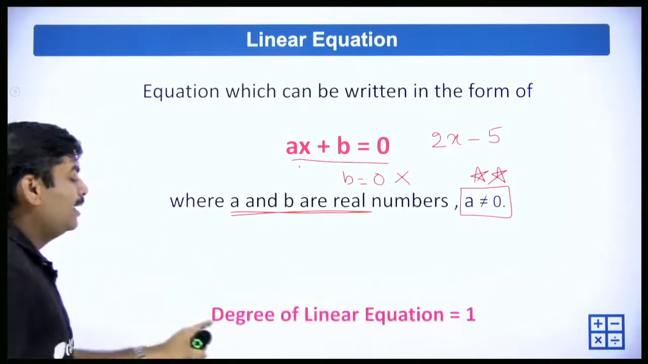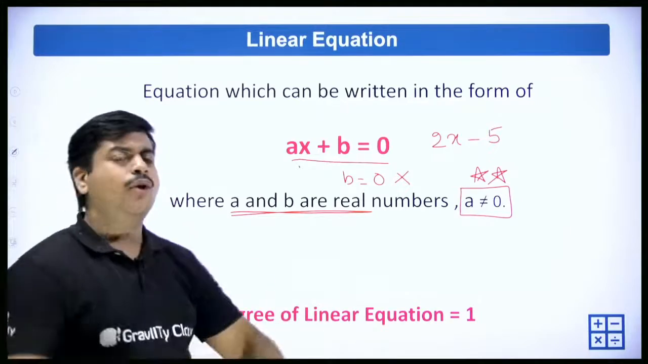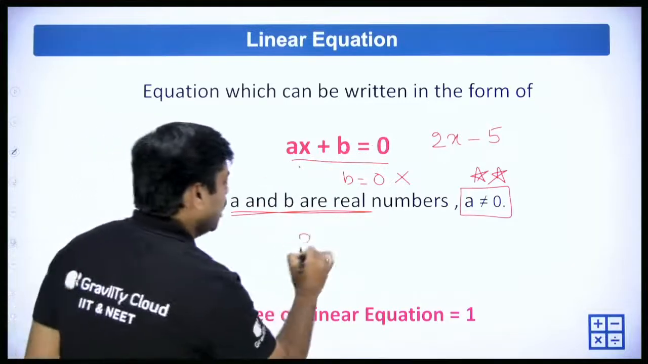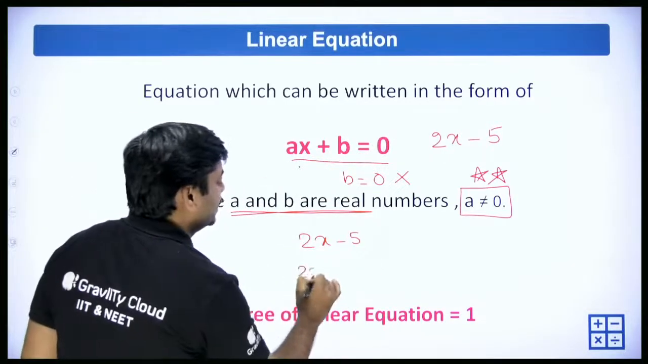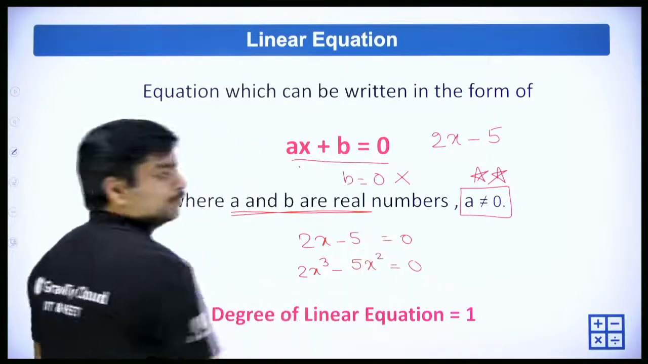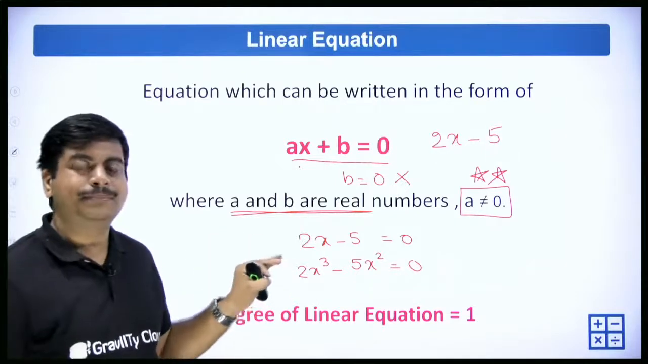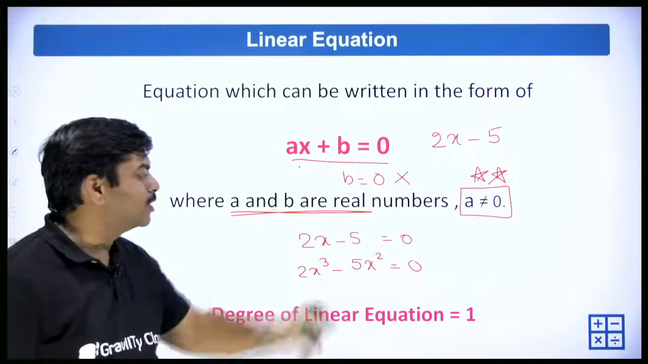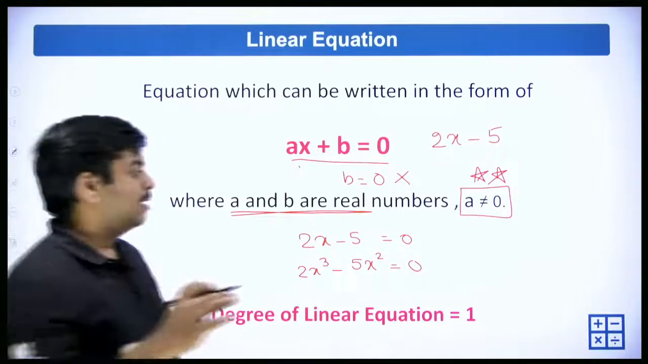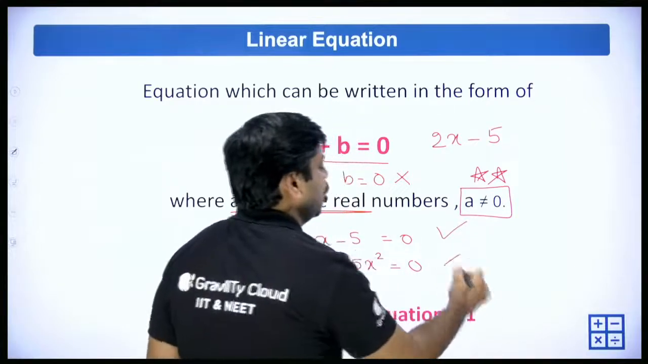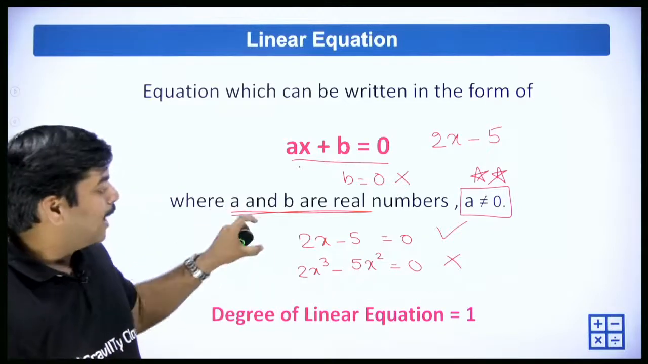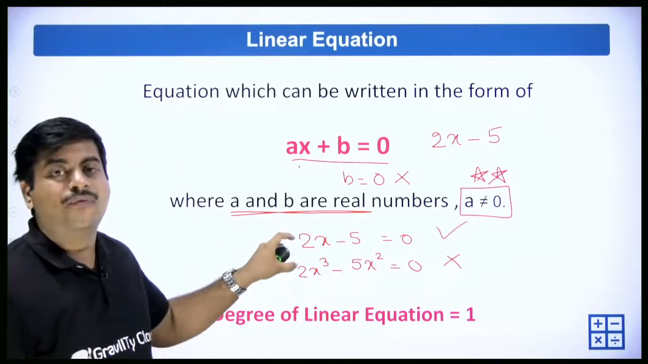Okay, the degree of a linear equation is 1. What do you mean by degree? If you observe 2x minus 5, I'll give you one more, 2x cube minus 5x square equal to 0. What is the only difference here? Numbers are same, equal to 0 is same. Equations are correct. But I say the first is a linear equation, this is not a linear equation. So now you need to observe why the first one is considered a linear equation, why not the second one?